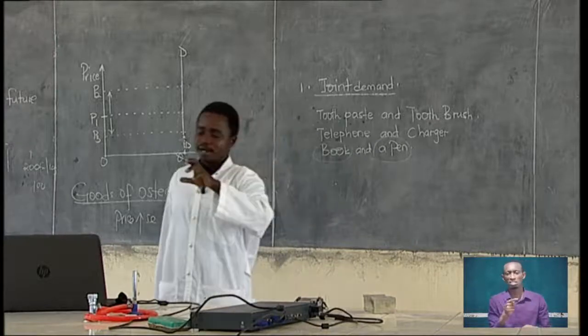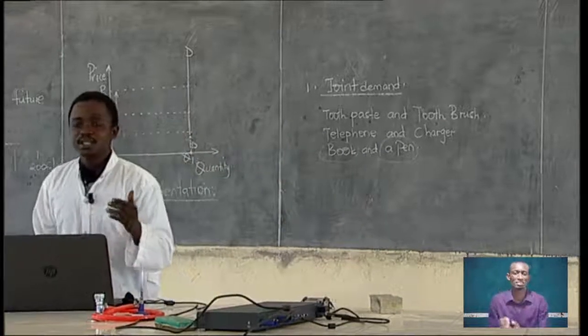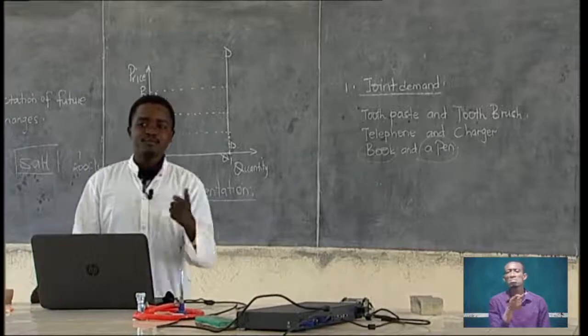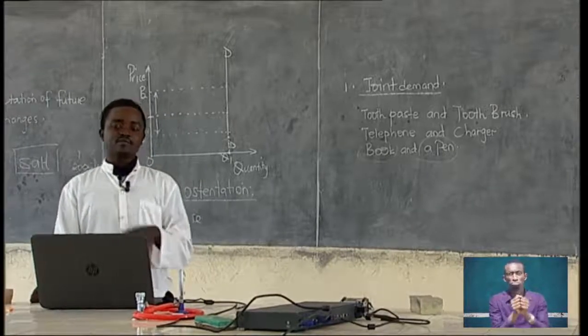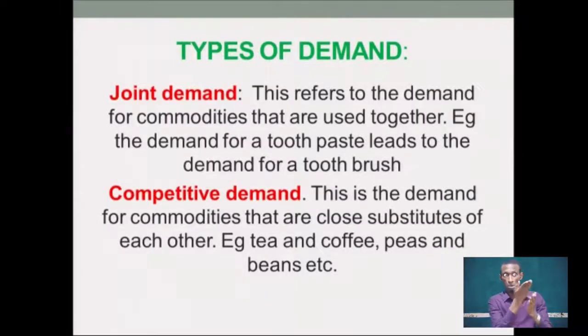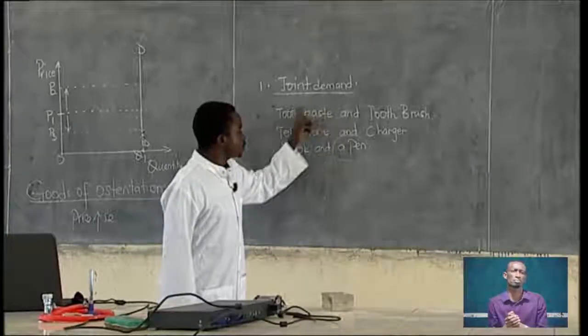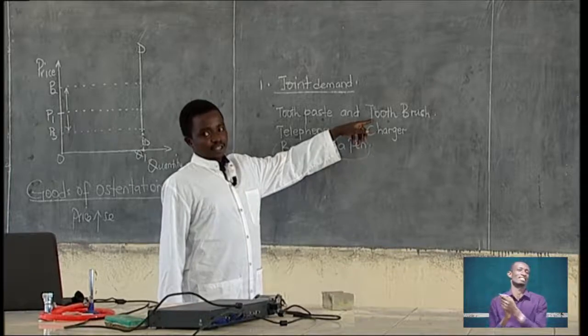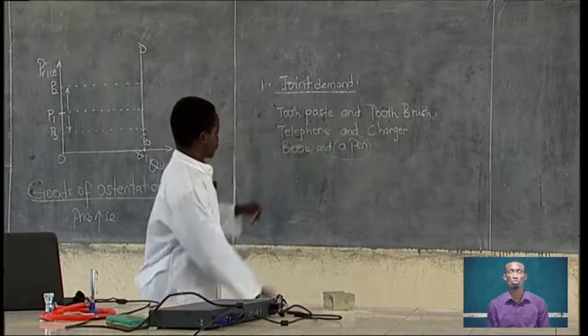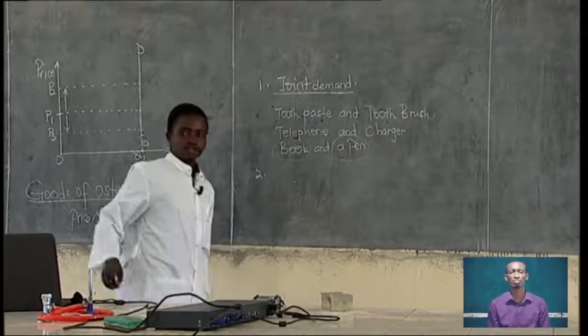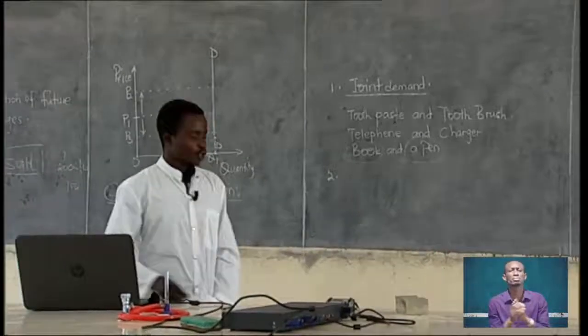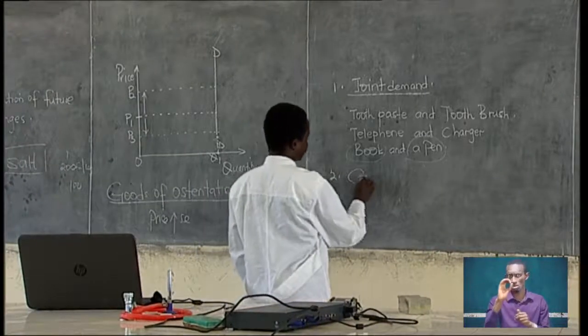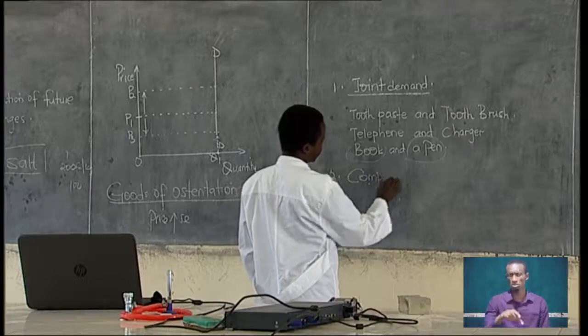This is joint demand, the demand for goods that are used together. So the demand for one creates the demand for the other. An increase in the price of one of these then reduces the demand for the other. So you have to know this. Then we have two, which is competitive demand. So what is competitive demand?